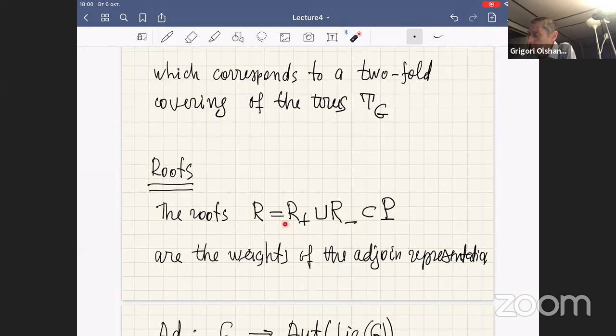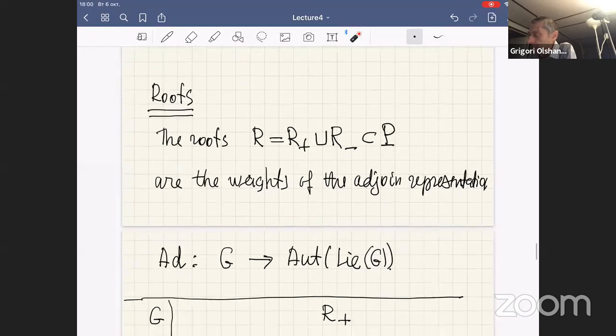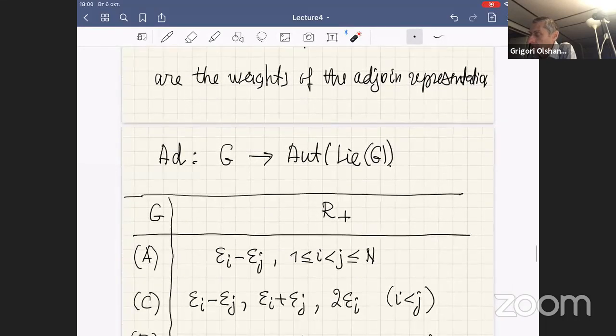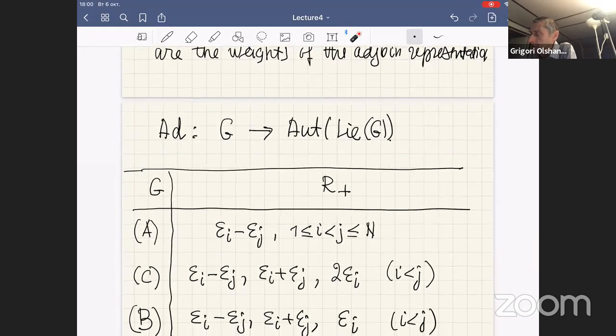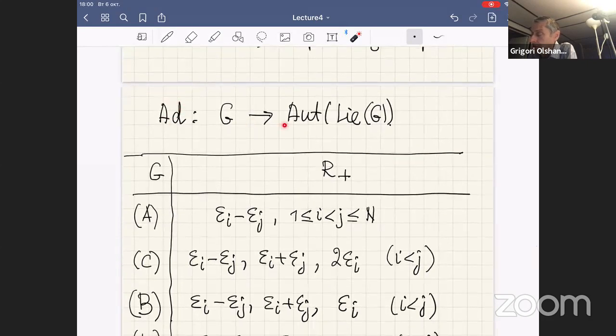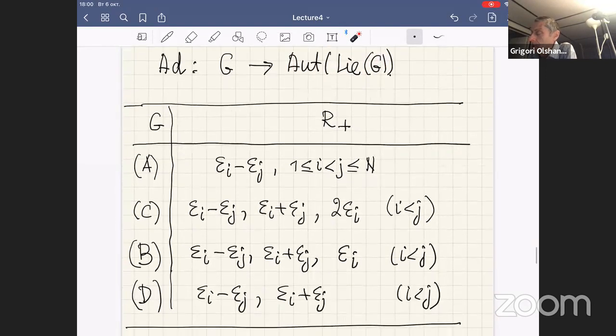So the roots can be positive and negative. There is some general definition, but I would like just to give a concrete description. So this is the adjoint representation. The group acts by automorphisms of its Lie algebra. So I will need the R plus. The R minus is obtained just by multiplying this by -1.